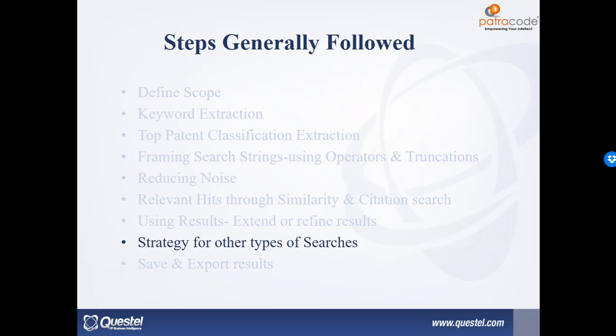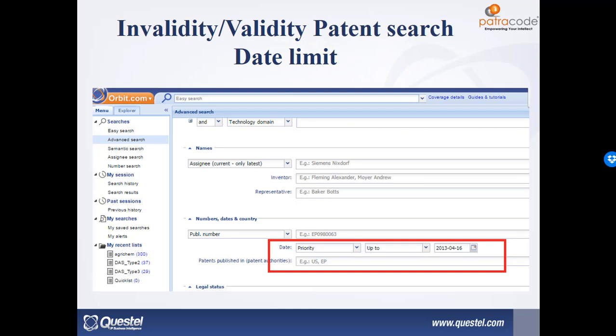Now I would like to just tell you about the strategy for other types of searches also. After patentability, let me take up the invalidity or validity patent search. Invalidity searches mean that you are invalidating a patent document. And invalidating a patent document means we are finding any prior art, whether it is NPL, non-patent literature, or a patent document, pending, dead, or alive, any patent document which was filed before the priority date of my patent of interest.